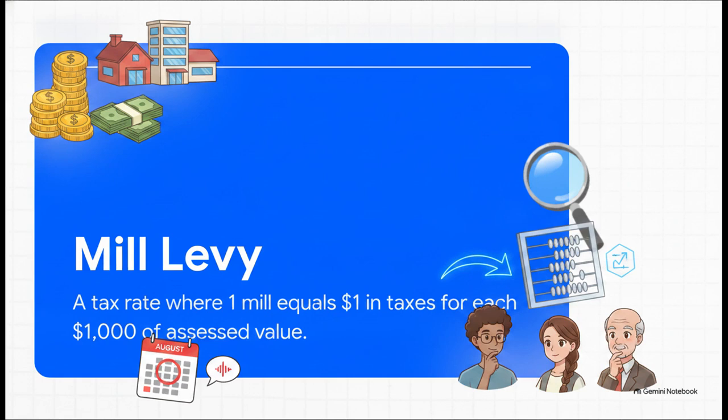And don't let the jargon scare you. 1 mill is simply $1 in taxes for every $1,000 of your assessed value. So, going back to our $28,750 example, if your local mill levy is, let's say, $25, your property taxes come out to roughly $719. And remember, that mill levy fluctuates every single year. If your town decides to build a brand new high school or upgrade the fire department, those local budget choices directly hit your final tax rate.